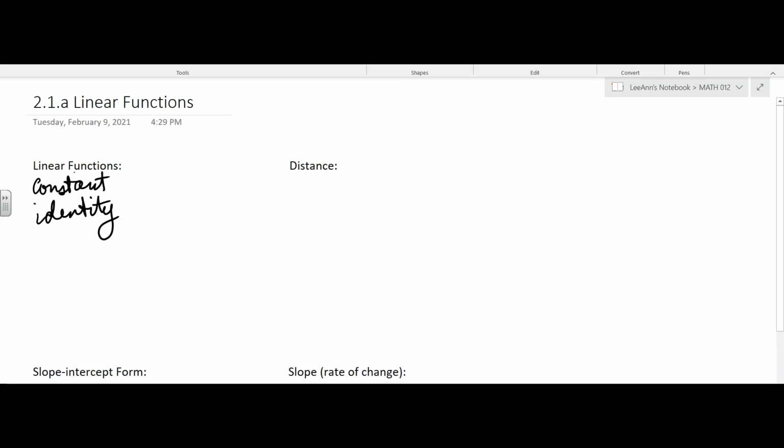So linear functions graph to be what we say is a straight line. A lot of times we say that. So a line like that, or maybe a line like that.